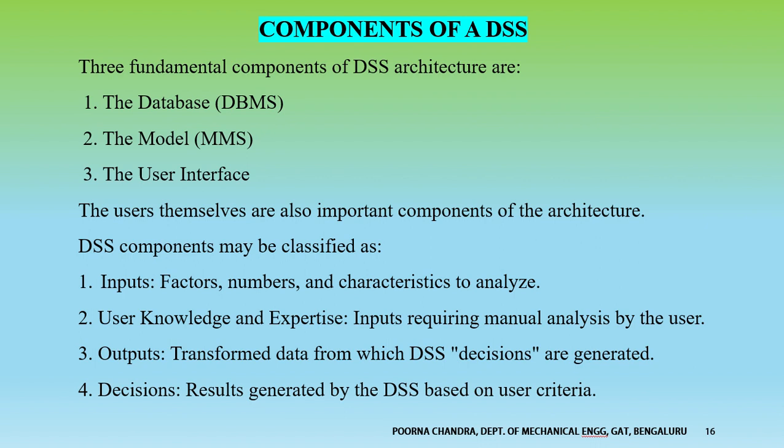So DSS components majorly are classified as: number one, inputs. Inputs can be in the form of factors, numbers, and characters to analyze. Next, user knowledge and expertise, so inputs requiring manual analysis by the user. Number three, outputs, which transform data from which DSS decisions are generated. To take proper decisions, outputs are very important through different analysis. Next, number four, decisions: the result generated by the DSS based on user criteria.